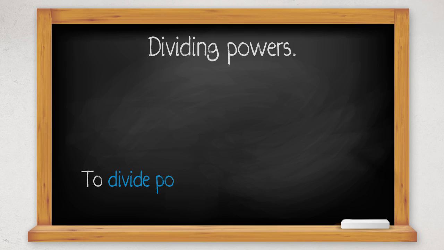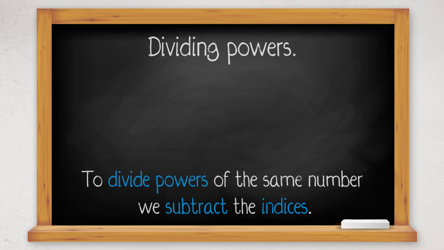To divide powers of the same number, we subtract the indices. For example, 5 to the power of 6 divided by 5 to the power of 2 equals 5 to the power of 6 minus 2, which is 4.